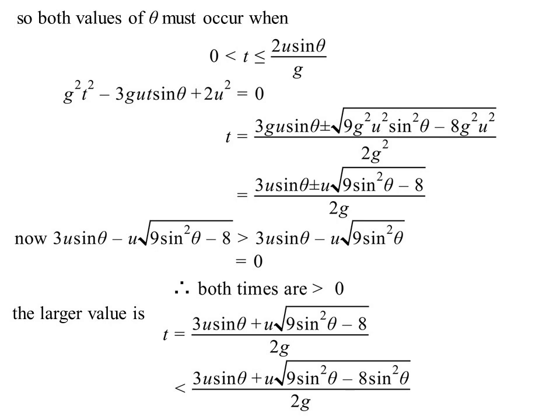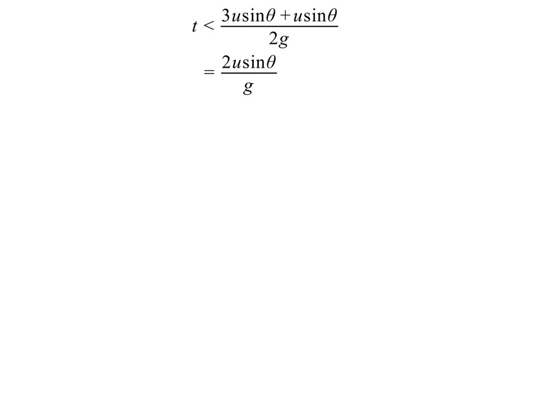Well, which one's the larger value? Well, the larger value must be the one that goes 3u sine theta plus u root 9 sine squared theta minus 8 over 2g. And that has got to be less than this expression, right? Because sine squared theta is less than or equal to 1. The biggest 8 sine squared theta could be is 8. So therefore this expression underneath here must be less than the one on top. Okay, so we now know that t has to be less than 3u sine theta plus u sine theta over 2g, which is 2u sine theta over g.